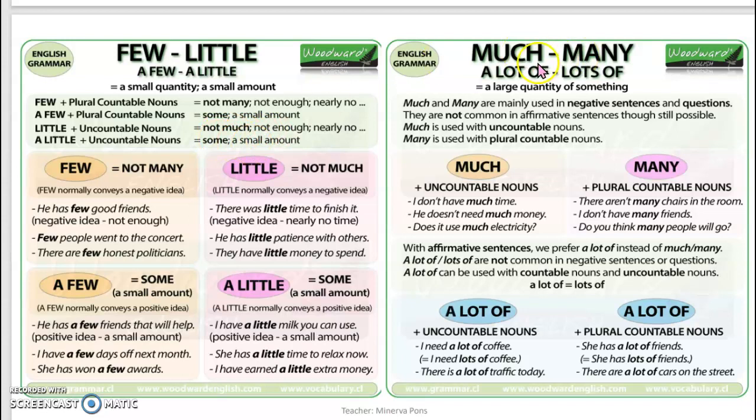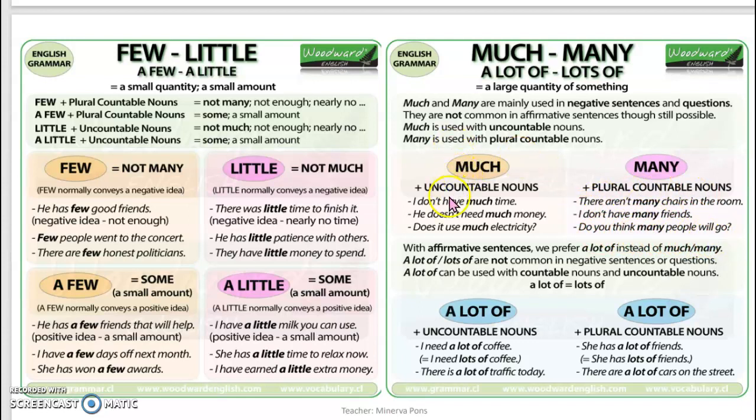We have much and many. We use much and many mainly for negative sentences and questions. We can use it for positive sentences, but it's not very common. Much is used for uncountable nouns, and many is used for plural countable nouns. Like, there aren't many chairs in the room. I don't have many friends. Do you think many people will go?